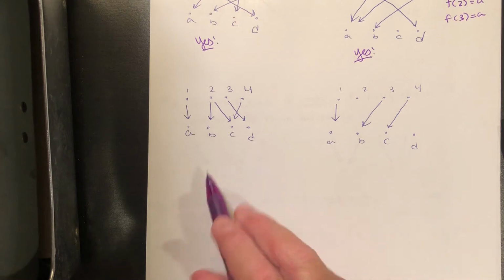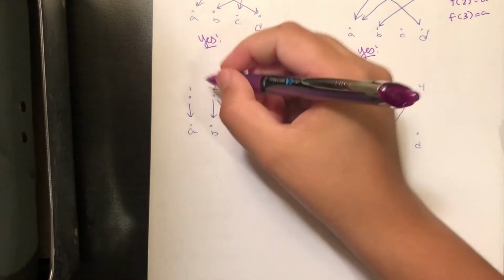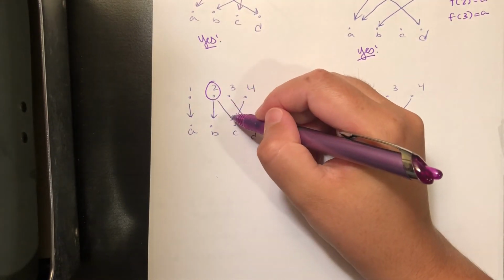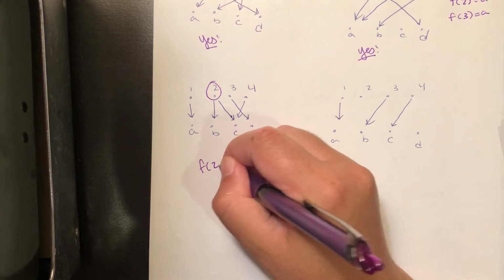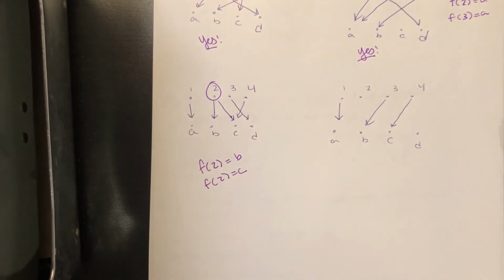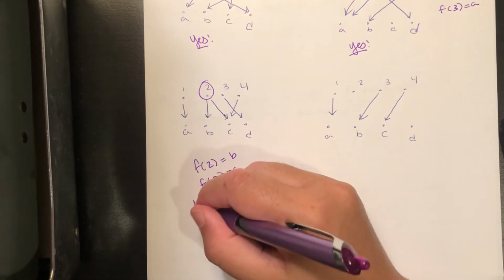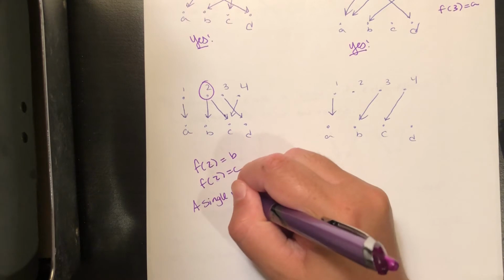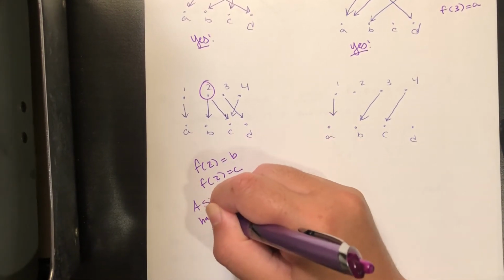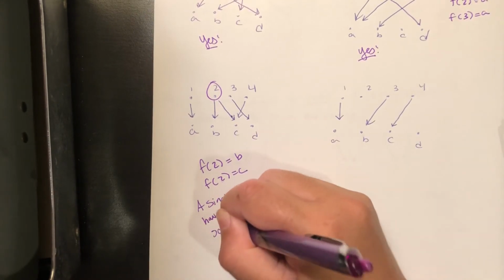This third function, or this third diagram here, is this going to be a function? Well, here's the problem we were talking about before. We have 2 arrows coming out of this element of the domain. We have that f of 2 is getting mapped to B, but it's also getting mapped to C. This can't happen. You can't have a single input with 2 different outputs. A single input cannot have 2 different outputs. So this is not a function.